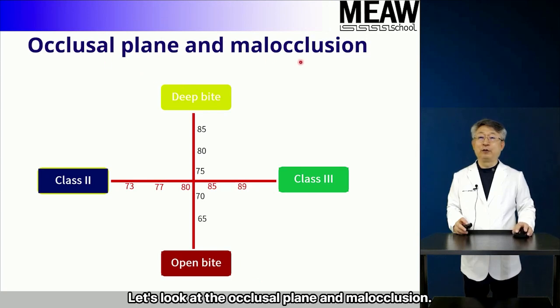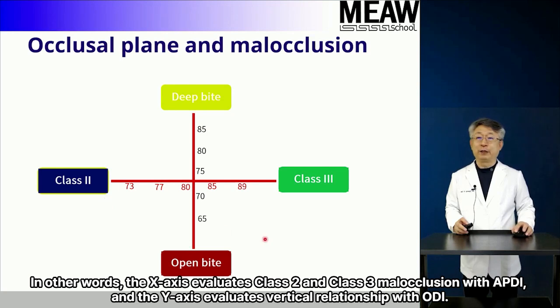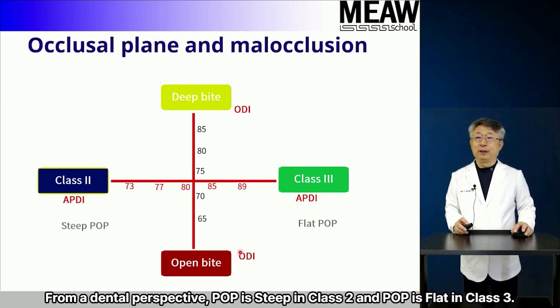Let's look at the occlusal plane and malocclusion. In the skeletal aspect, the x-axis evaluates an anteroposterior relationship and the y-axis evaluates a vertical relationship. In other words, the x-axis evaluates class 2 and class 3 malocclusion with APDI, and the y-axis evaluates vertical relationship with ODI. From a dental perspective, POP is steep in class 2 and POP is flat in class 3.